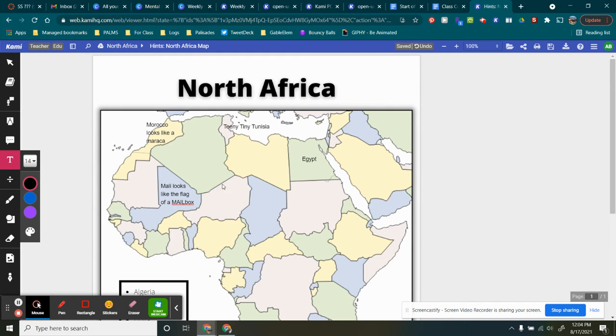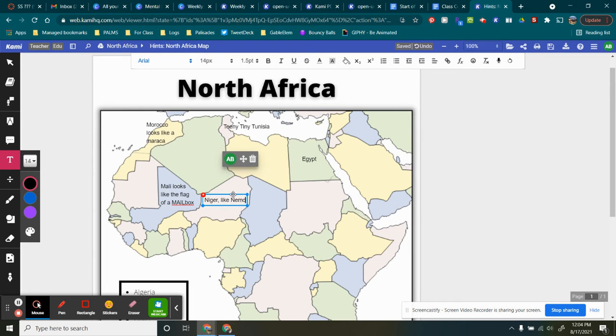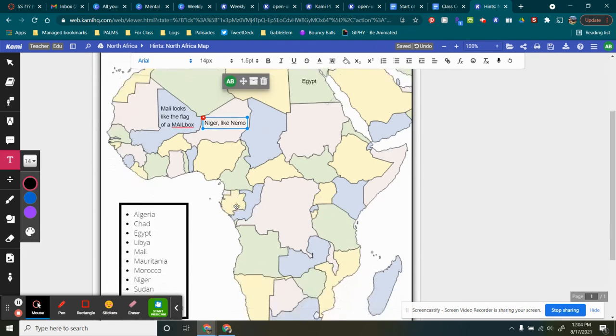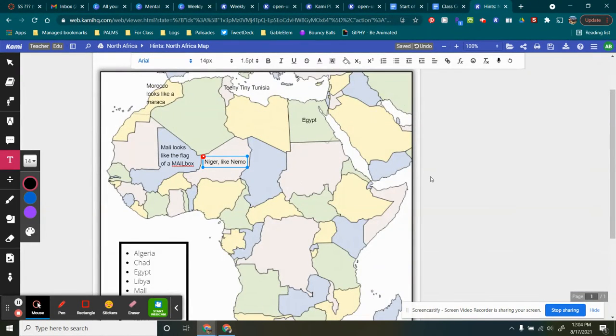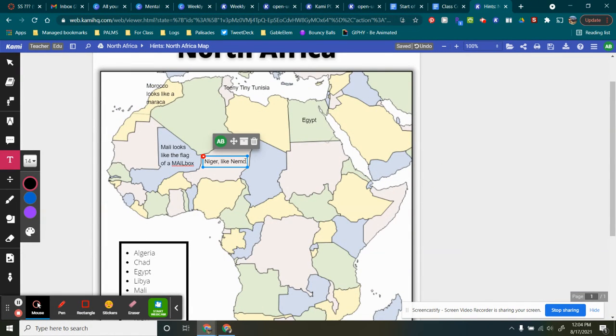Perfect. This one right here, I always feel like it looks like a fish, right? Here's his tail, here's the head. Maybe he has a nose, I don't know. The underside of his belly, all right? And when I think of fish, I immediately think of Nemo. So Niger, like Nemo, right? It's the only one on our list with an N. So that's how I keep that one straight. So Niger looks like Nemo the fish.